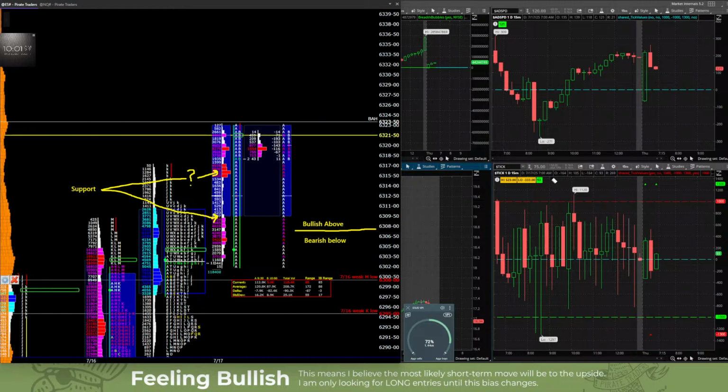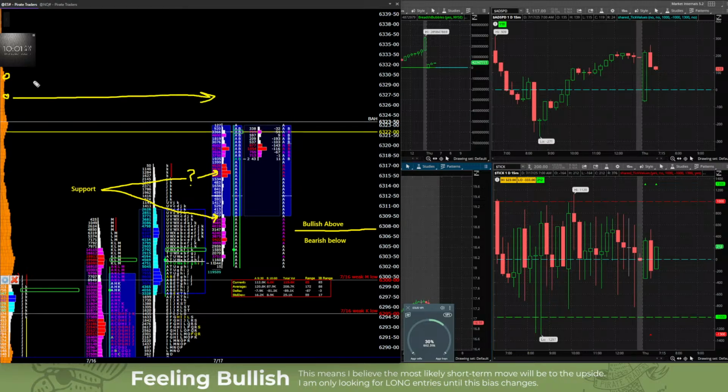The next resistance above is this node right here, which is around 63.30. You can see on the cumulative volume, there's a little thing that pops out right here, a little thing that pops out right here. Those are potential resistance levels.